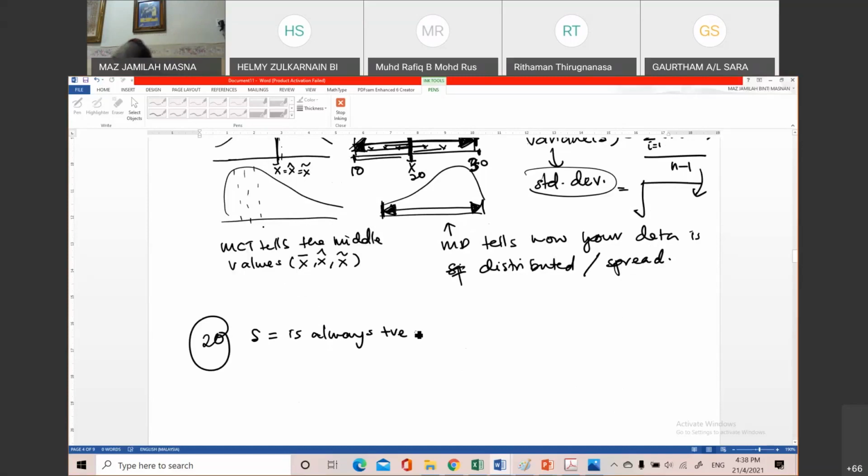Question number 21. Explain how to calculate the interquartile range. How do you describe IQR? So look at your question, so I don't need to scroll up and down. Question number 21 refers to your IQR.